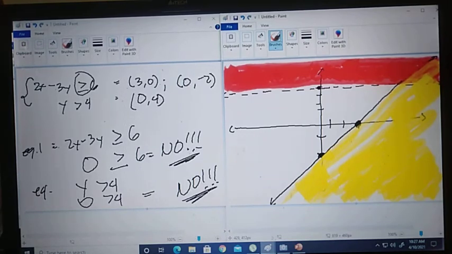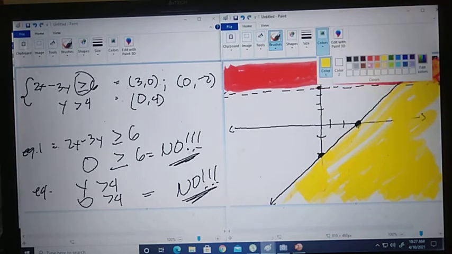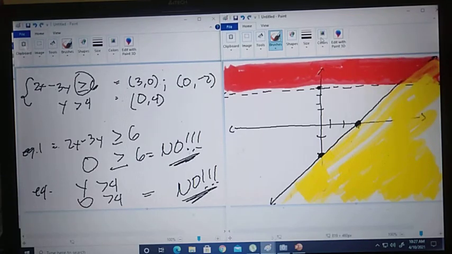Okay, na-graph na. Now, we are looking for the solutions. Asan yung solutions dito? The solutions of the equation is where? The solution of the equation is this one. Ito. Kung saan nag-merge yung dalawang kulay, dito 'di ba? Kung saan nag-merge yung dalawang kulay, yun yung solutions ng equation.